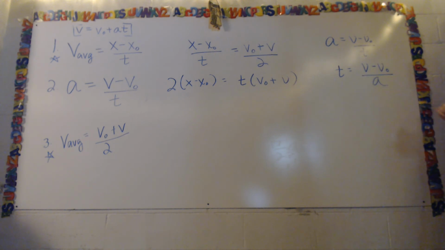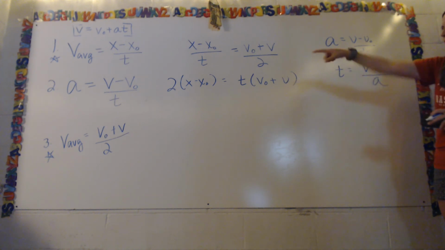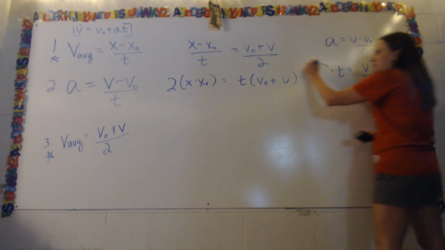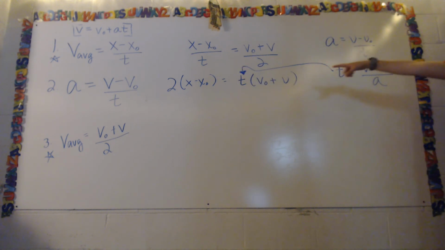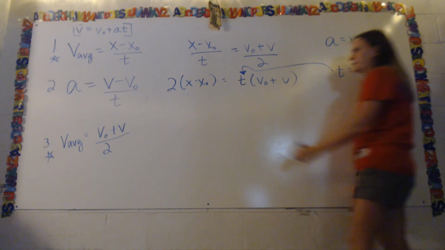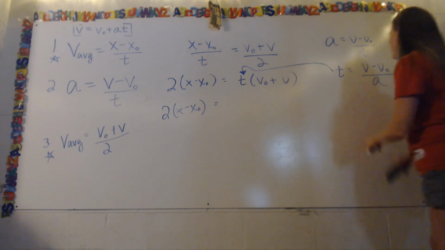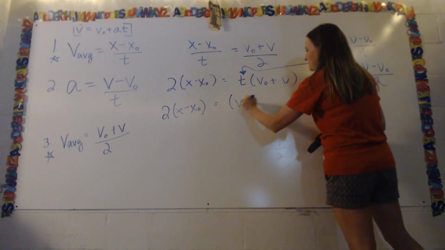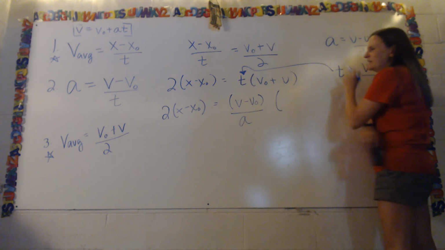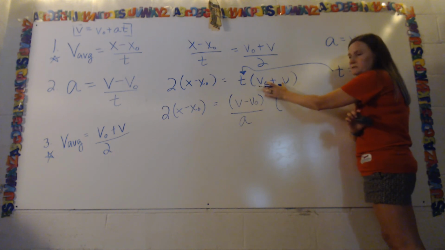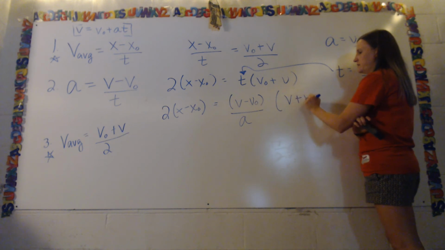Again, I'm kind of skipping some steps on the algebra because I just want you to follow along. This is just a rewrite of my definition for acceleration, and I'm going to take that and substitute it with my fancy notation in for t in this equation. So 2 times x minus x naught, the left side remains unchanged, is equal to t, which is v minus v naught divided by a, times v naught plus v. Now I'm just going to switch these because this is addition and you can, and I'm getting at a point here. So instead of v naught plus v, I'm going to write v plus v naught, okay?